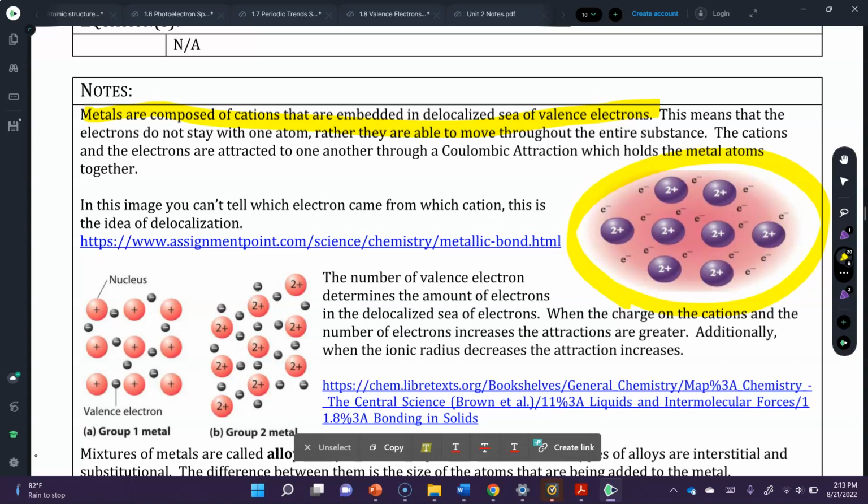Okay. The number of valence electrons determines the number of electrons in the delocalized sea of electrons. When the charge on the cations and the number of electrons increases, the attractions are greater. Additionally, when the ionic radius decreases, attraction increases. So again, we're busting out Coulomb's law right here.